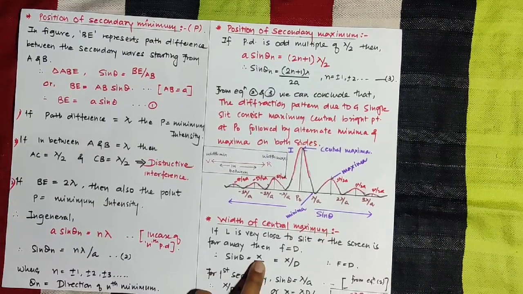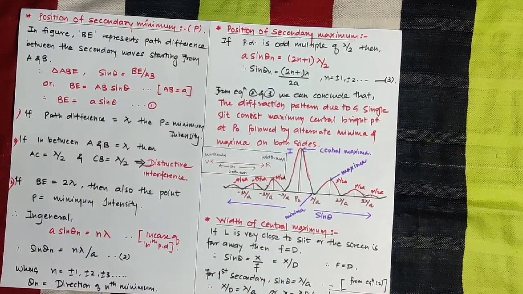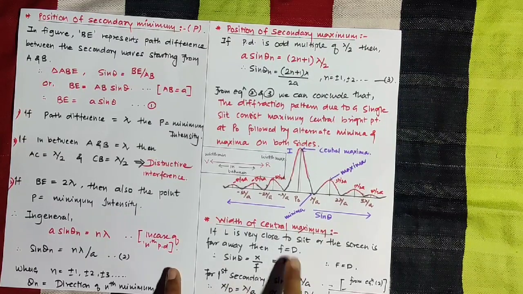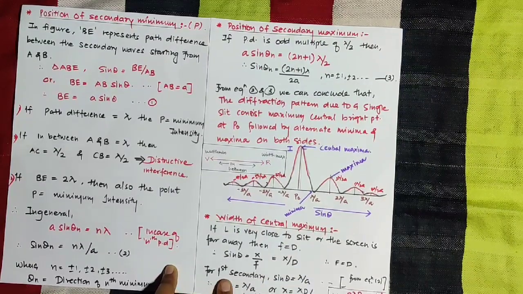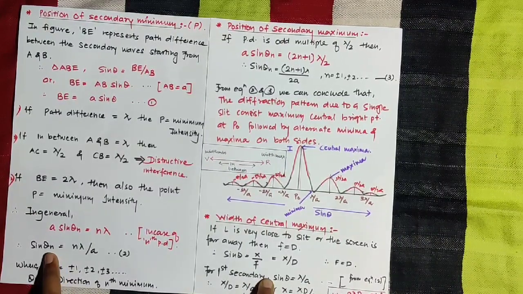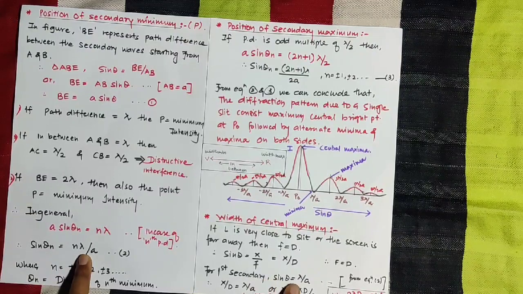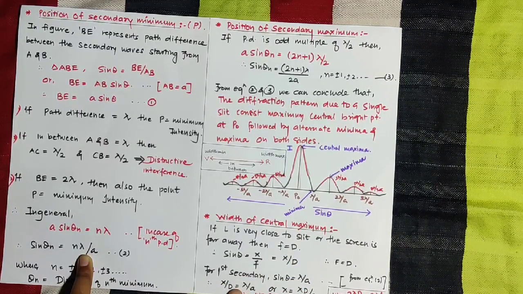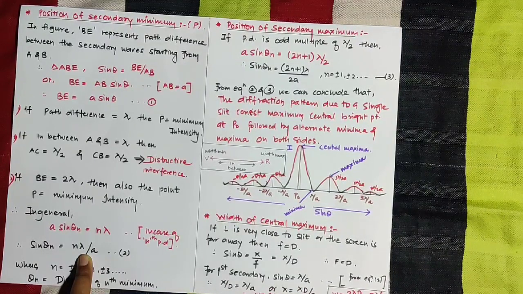So because of that, sine theta is equal to x upon f. Here we have to find the value of sine theta. The sine theta given by x upon f is nothing but x upon d, because of this assumption. So for the first secondary minima, if we consider n is equal to 1, we use the same thing from equation 2: sine theta is equal to lambda upon a. Comparing these two equations, lambda upon a is equal to x upon d. Therefore x is equal to lambda d upon a.